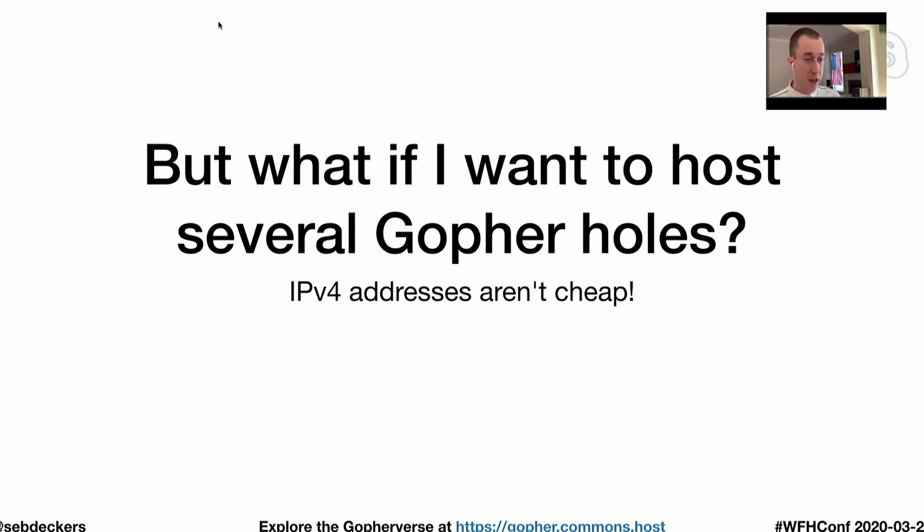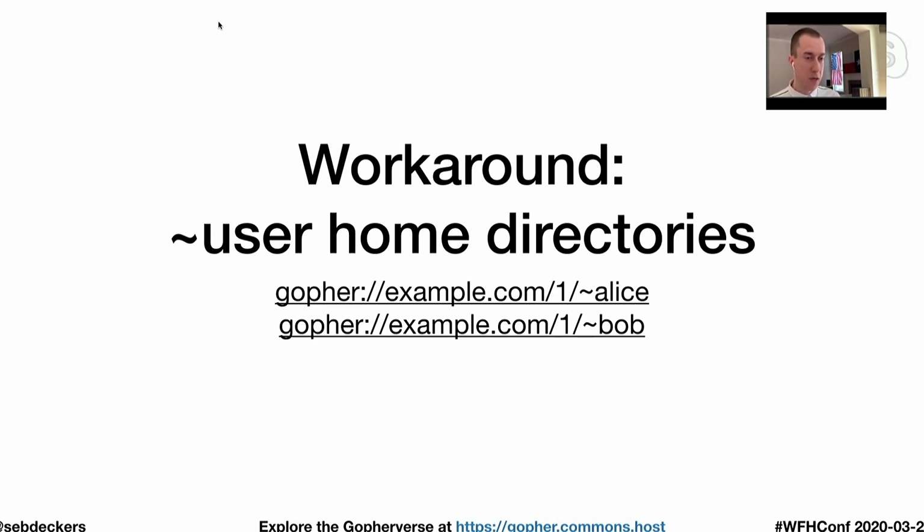And IPv4 addresses ran out. It's getting expensive to buy them, and so it's not really scalable in that sense. If you can talk about scalability in Gopher, I don't know. Let's do that anyway. So anyway, the workaround that people have used for years is just have this sort of tilde username in your URL, and you end up with a website, example.com, that provides hosting for people.